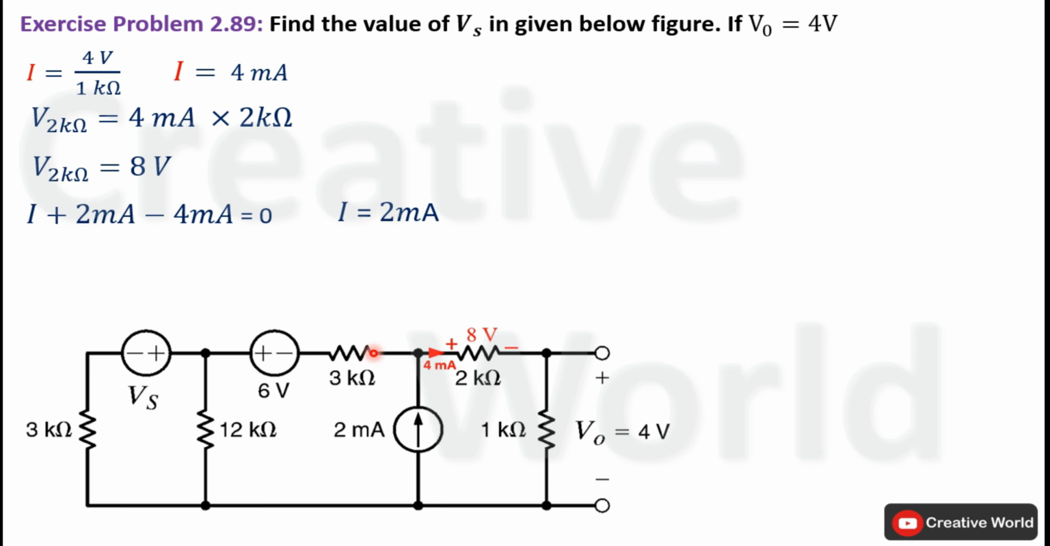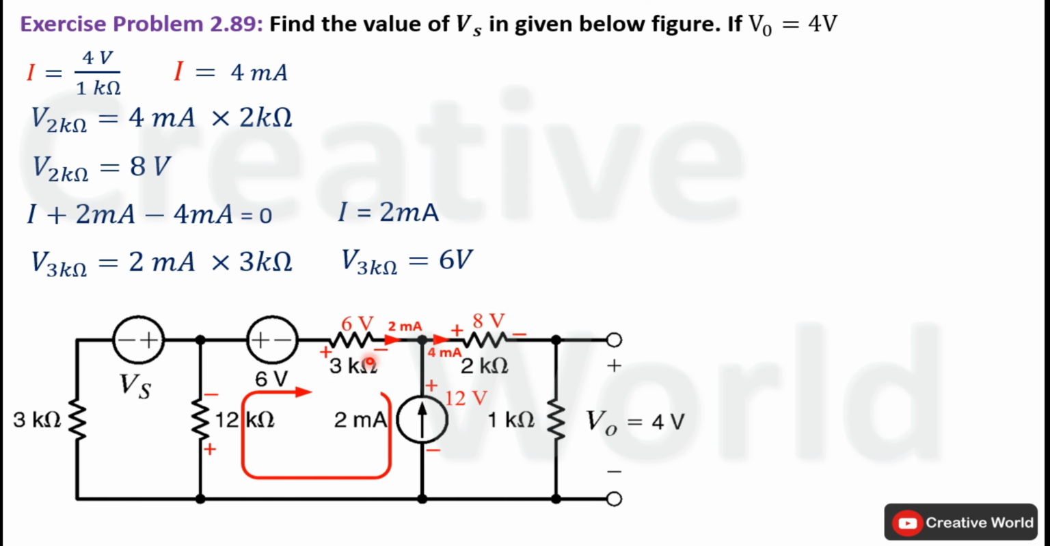Because of series connection, this same current will be flowing through this 3 kilo ohm resistance as well. So we can calculate voltage across this 3 kilo ohm resistance, that will be the product of 2 milliampere and 3 kilo ohm. It will become 6 volt. And the polarity across this 3 kilo ohm resistance will be positive terminal here and negative terminal here. Because the current is entering towards this node, it means the direction of current is clockwise. Modify the network by indicating voltage across this 3 kilo ohm resistance.